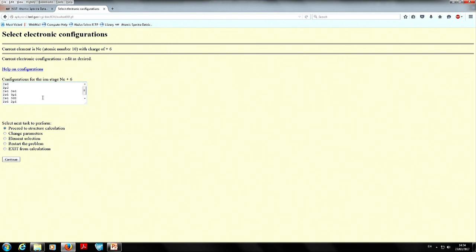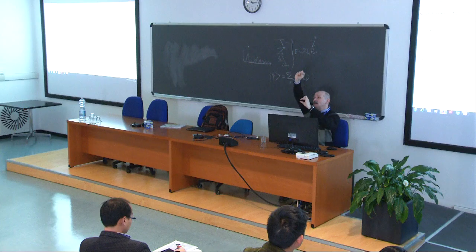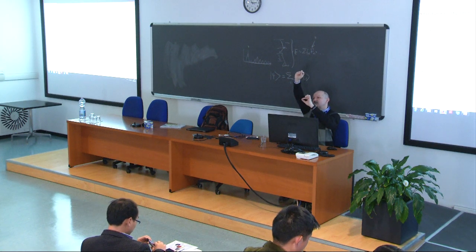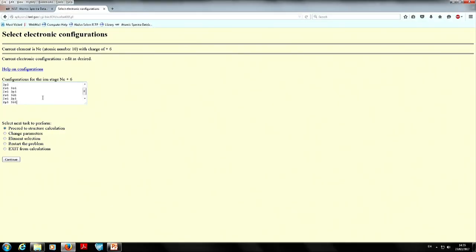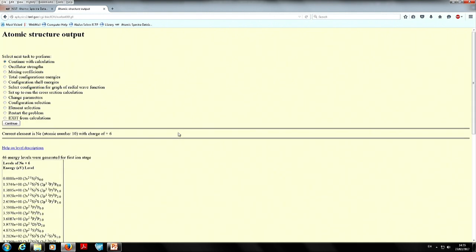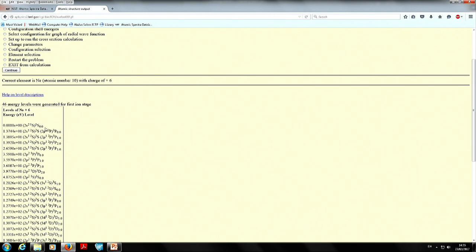For completeness, we can also add the situation when we have one electron in n equals 2 and one electron in n equals 3, but let's take the lower electron not 2s, but 2p. So we will add 2p1 3s1, 2p1 3p1, and 2p1 3d1. Okay, so we have everything for n equals 2 and n equals 3. Click, and here we have the result of the online calculation. 46 energy levels were calculated.